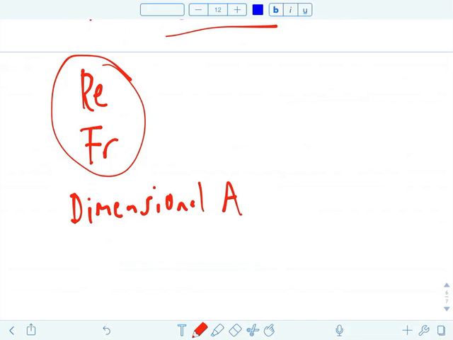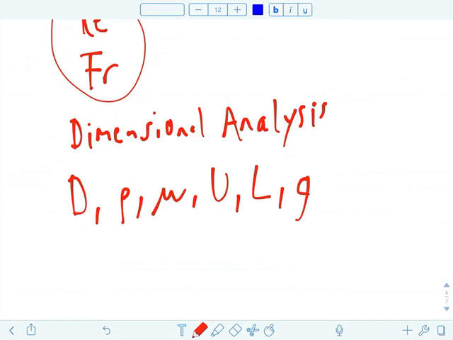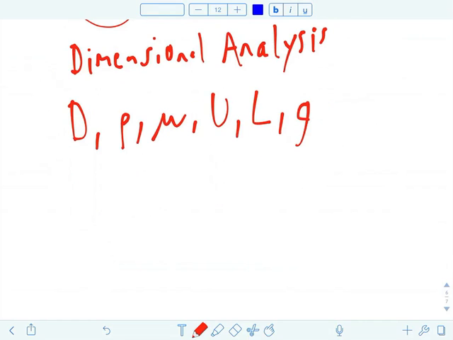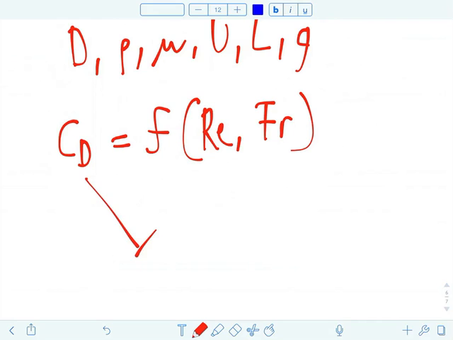parameters. So we talked about having drag, for example, and density and viscosity, and we had the ship speed, and we had the ship length, and we had gravity, and we put these together, and we found out that we can write this as a drag coefficient is equal to a function of the Reynolds number and the Froude number. So it's a relationship between 3 fundamental non-dimensional quantities.